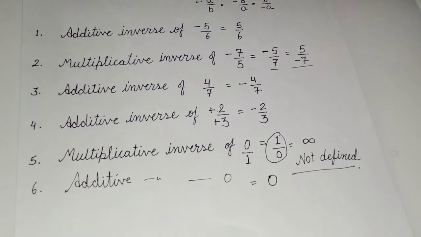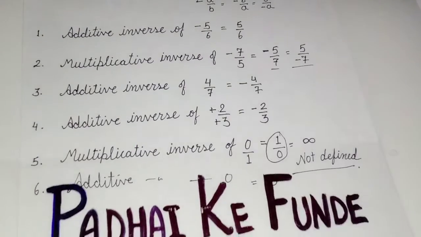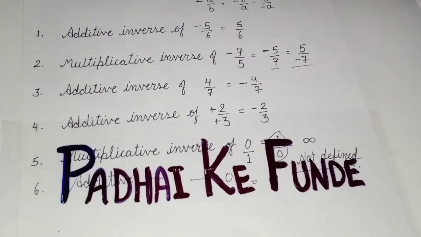The cases are clear. So here we have studied about additive and multiplicative inverse of rational numbers. Multiplicative inverse of rational numbers is also known as reciprocal. Hope the process is clear.